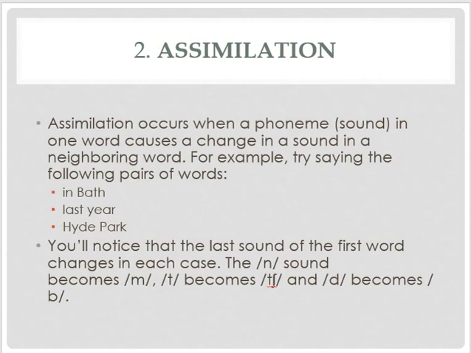Totally a new sound which resembles none of the neighboring sounds. Now, assimilation occurs when a phoneme or sound in one word causes a change in a sound in a neighboring word. For example, try saying the following pairs of words. We have a number of words.